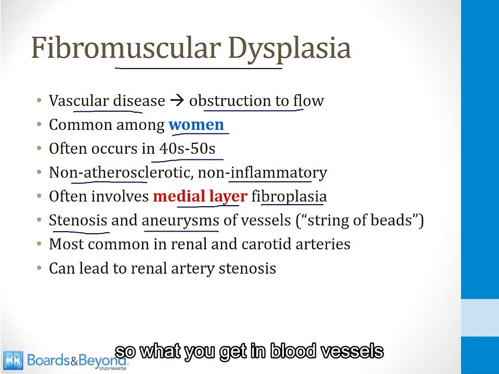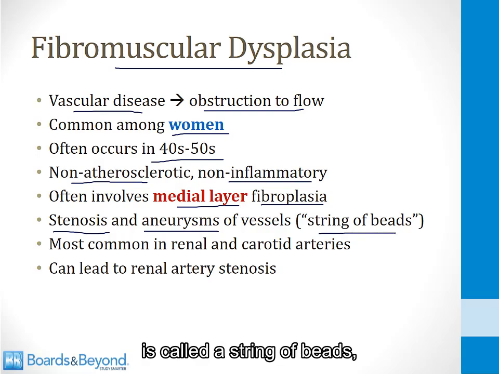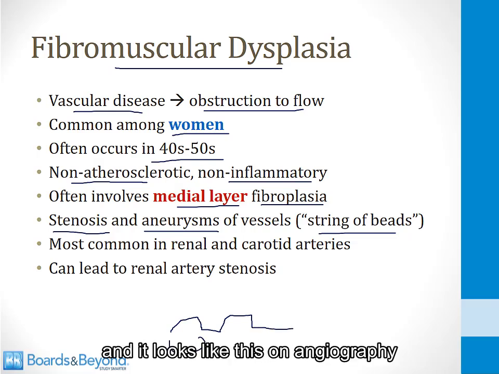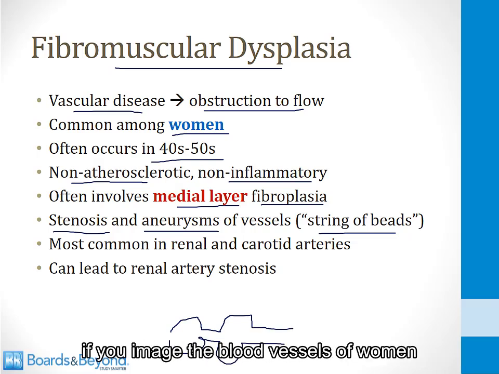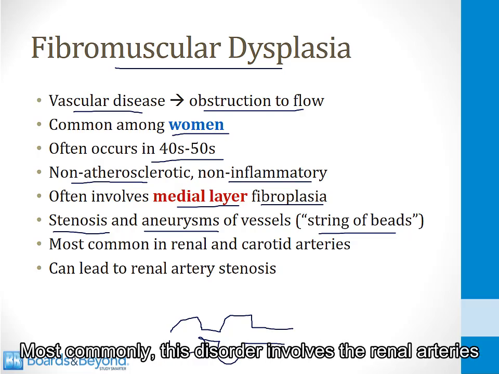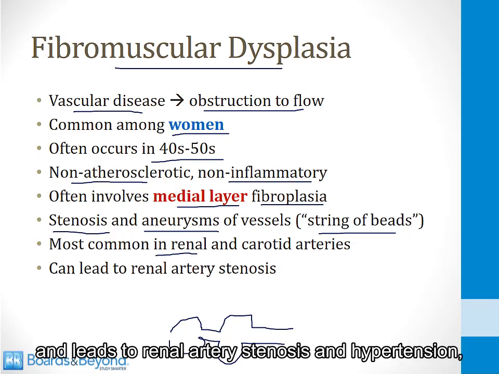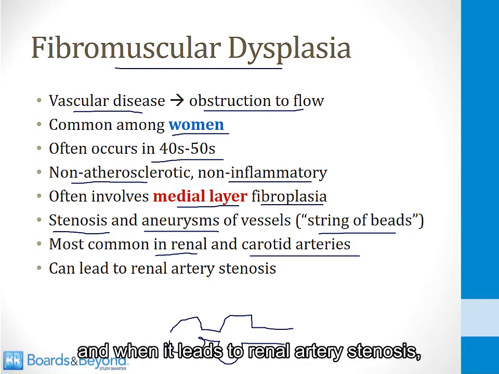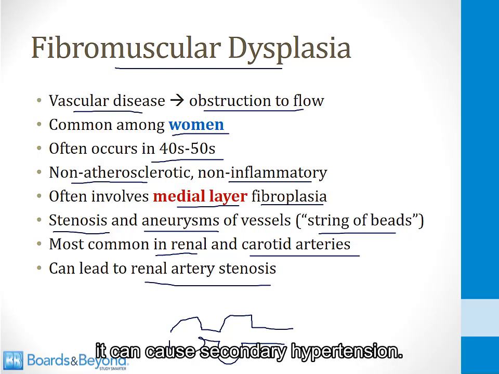So what you get in blood vessels is called a string of beads, where you have an aneurysm followed by a narrowing, followed by another aneurysm. And it looks like this on angiography if you image the blood vessels of women who have this disorder. Most commonly, this disorder involves the renal arteries and leads to renal artery stenosis and hypertension. It can also involve the carotid arteries and lead to stroke. And when it leads to renal artery stenosis, it can cause secondary hypertension.